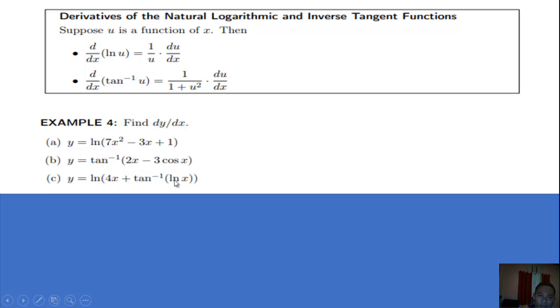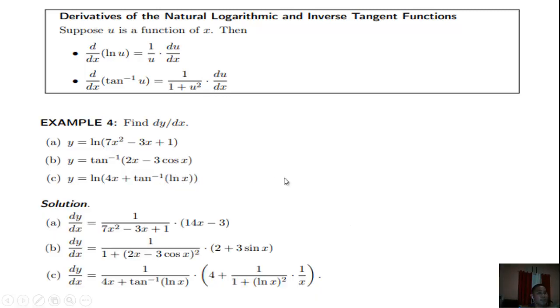How about this one? Oh my God, the combination of the three. The derivative of ln of 4x plus arctan of ln x is 1 over 4x plus arctan of ln of x. Yun yung sa ln pa lang yun, sa labas. Next, times the derivative of this, which is 4, plus the derivative of arctan. Alam naman natin arctan is 1 over 1 plus u squared. So, that means 1 plus ln x squared. Ano pang derivative ng ln x? Times 1 over x. This is the answer.